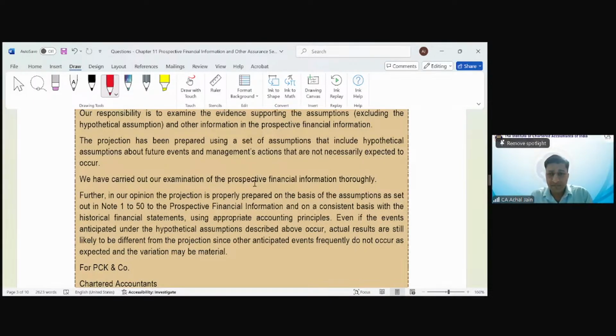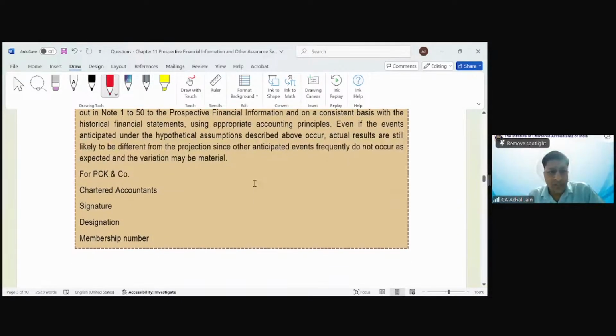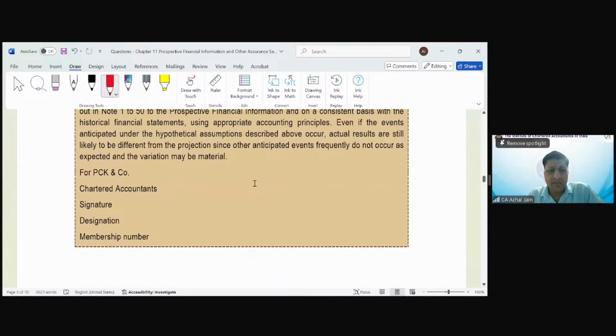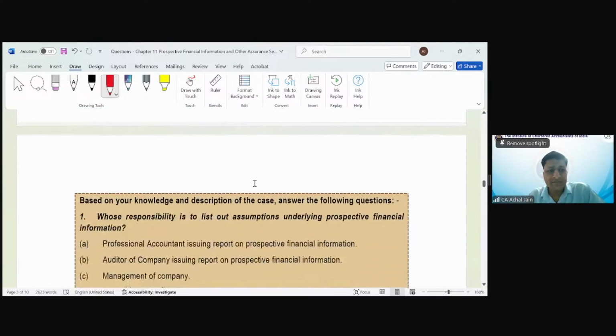Further, in our opinion, the projection is properly prepared on the basis of assumptions as set out in note number 1 to 50 to the prospective financial information and on a consistent basis with the historical financial statements using appropriate accounting principles. Even if the events anticipated under the hypothetical assumptions described above occur, actual results are still likely to be different from the projection since other anticipated events frequently do not occur as expected and the variation may be material. Okay, then of course it's signed off. So signature, designation, membership number that has been specified.